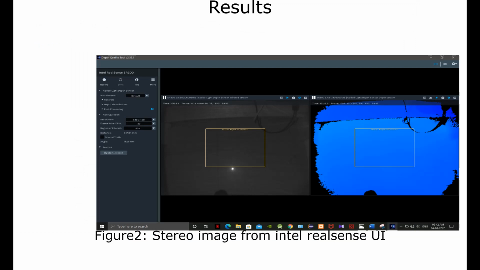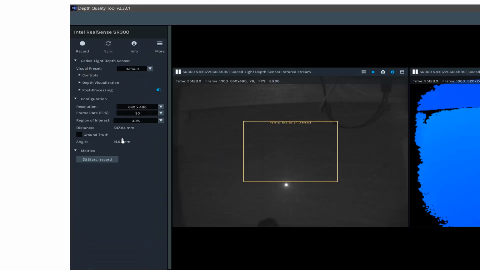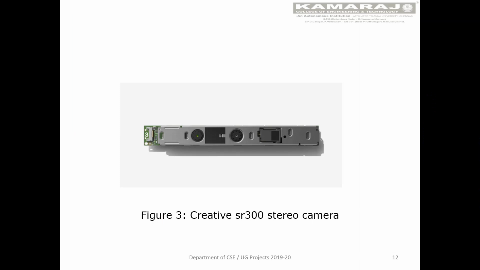These are the stereo images from the Intel RealSense UI. We have taken a normal cardboard box as sample input. We have calculated the depth of the cardboard box by pointing the stereo camera towards it. We get the depth value as 547.84 mm, which is equal to 54.784 cm. This is the Creative SR300 stereo camera that we have used in this project.